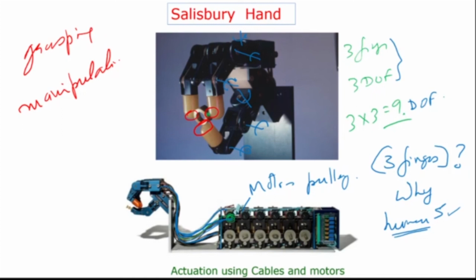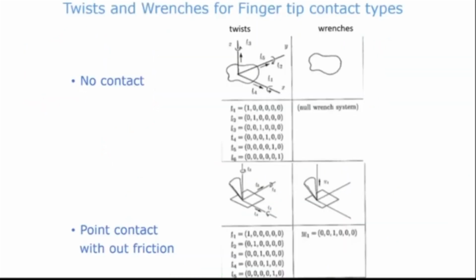What do I mean? For example, if no contact is there, then you cannot apply a force; it can only have twists. The kind of forces that can be applied also depends on, for example, mu, the coefficient of friction. If mu is equal to 0, then you cannot apply forces orthogonal to the normal force. So the contact conditions determine what twists and wrenches act at a contact point on a finger. These are the twists and wrenches for fingertip contact types.